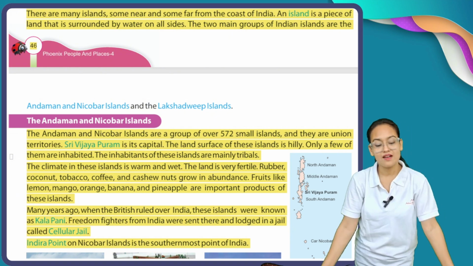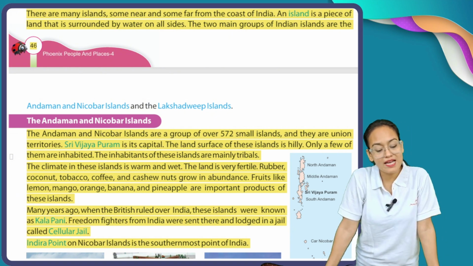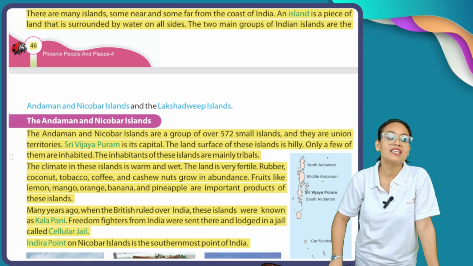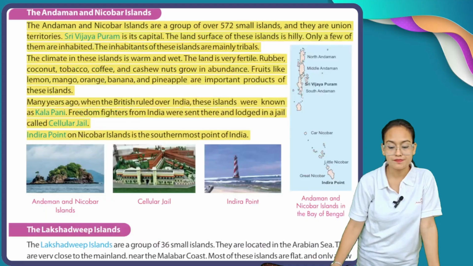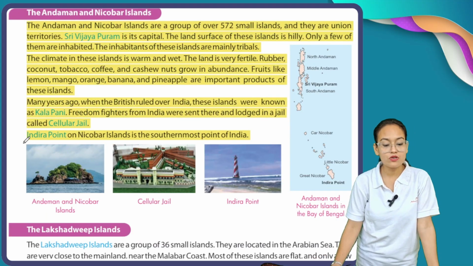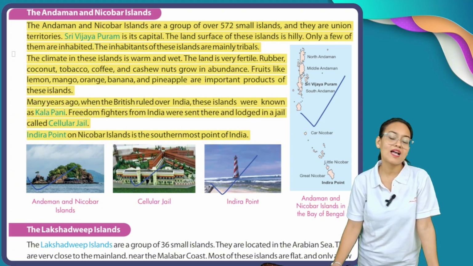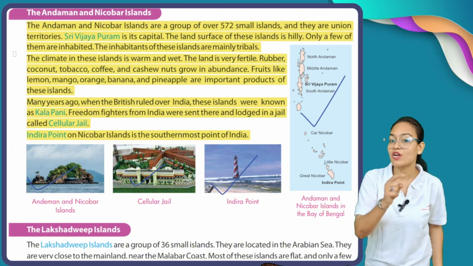Okay. Indira Point on Nicobar Island is the southernmost point of India. Now, what is the southernmost point of India? It is Indira Point. Let's have a look. This is your Andaman and Nicobar Island. This is your Cellular Jail, Kala Pani. This is your Indira Point, and this is the location of your Andaman and Nicobar Island. And Andaman and Nicobar Island is completely located in the Bay of Bengal.